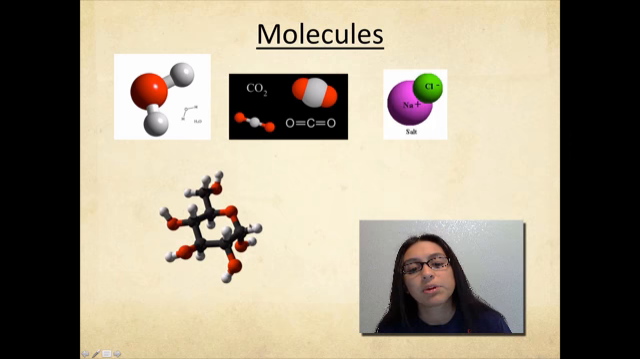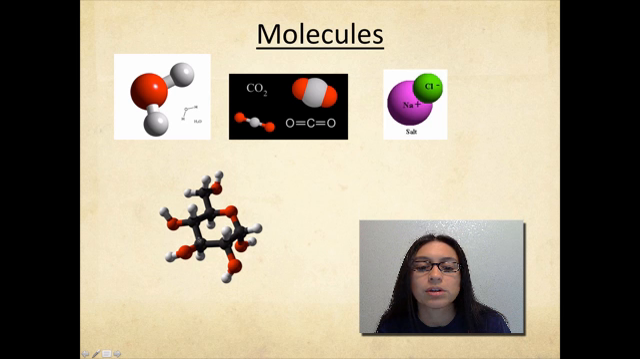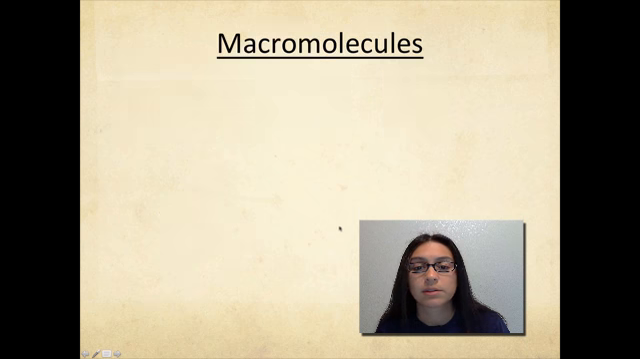And then a little bit more complex of a molecule, but still a molecule. Here is a glucose molecule, a sugar molecule. So you can see the black represent carbon atoms, the red represent oxygen atoms, and then the white represent hydrogen atoms. So here we have several different atoms coming together to form molecules.